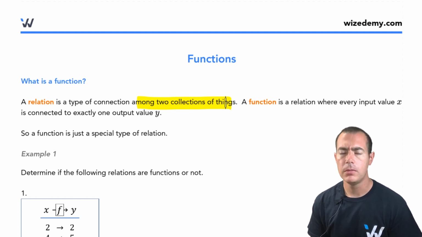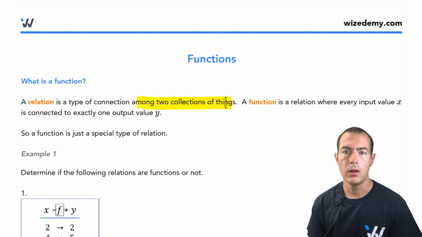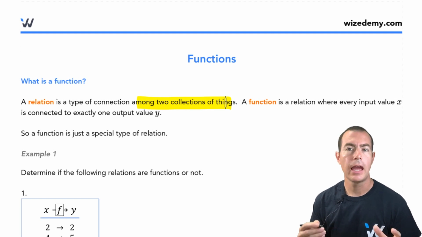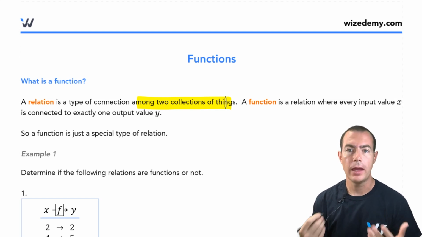But you might imagine maybe connecting a person to their parents, or maybe a person to how many animals they own. You know, it's just really saying how we should connect two collections of things. So with that idea out of the way, then we can move on to a function.